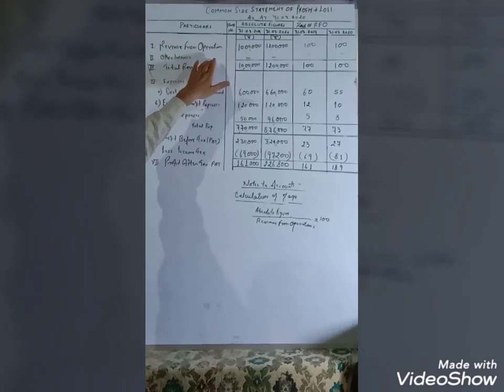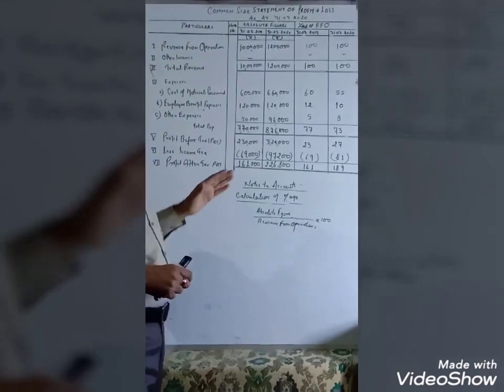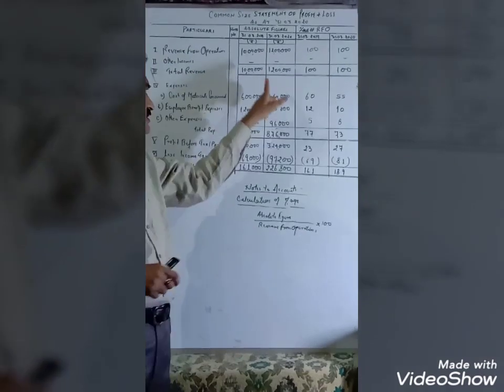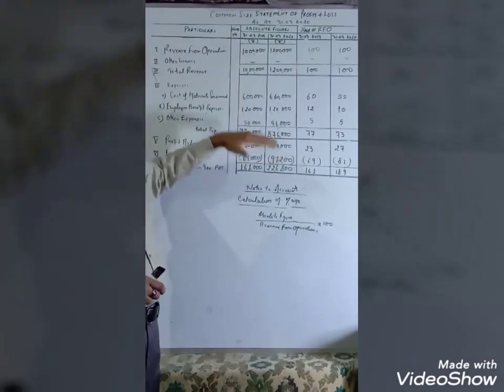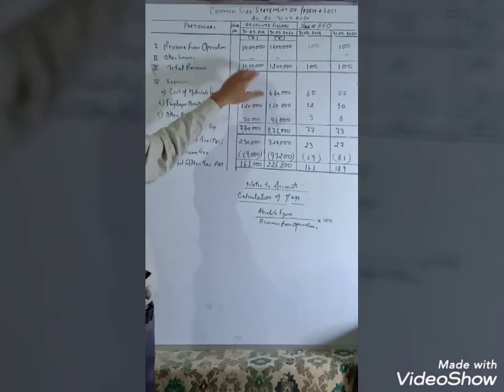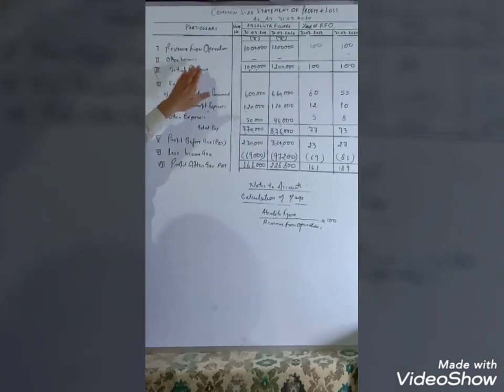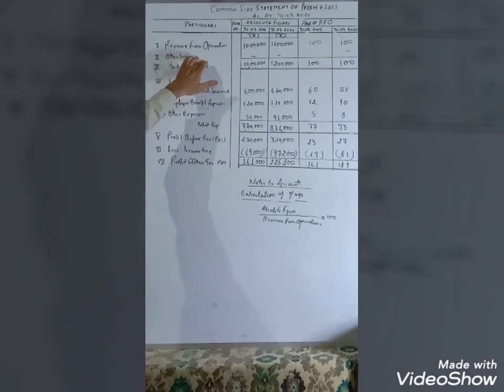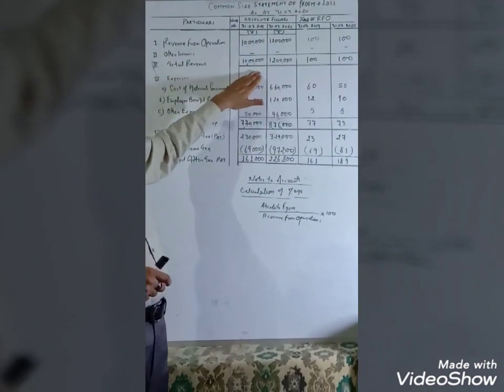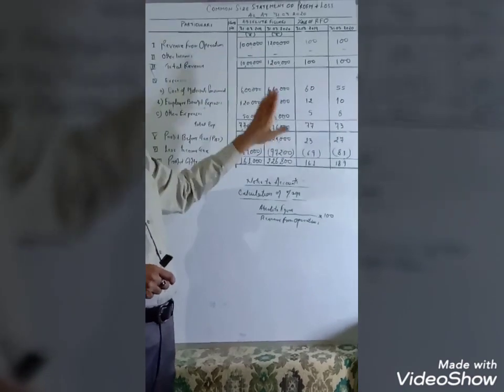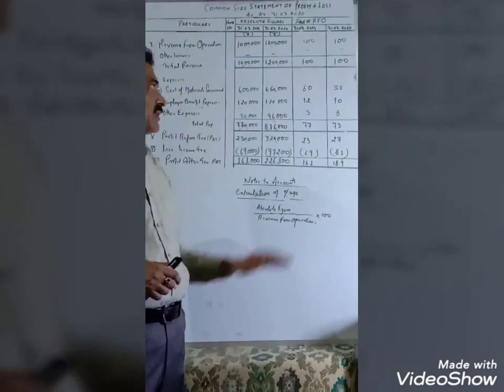Second in sequence is other income. No other income is given in this question, still we have to mention other incomes. This is shown as nil. Then we have to make a total of both the items to arrive at total revenue. The total revenue consists of the revenue from operations plus other incomes. So it will be the similar amount because there are no other incomes, 10 lakh and 12 lakh.